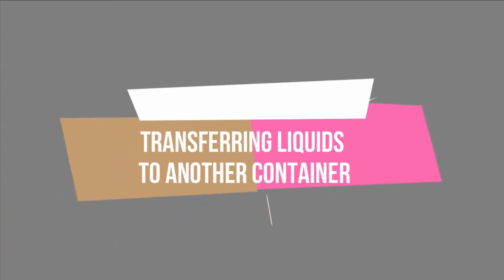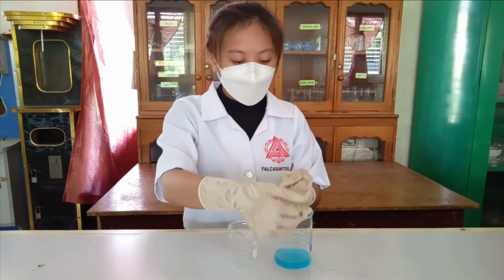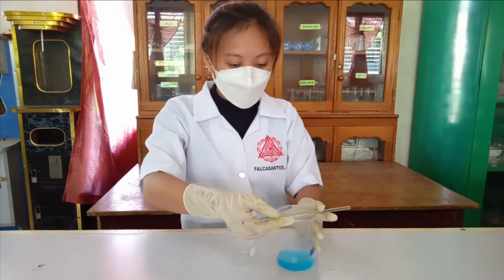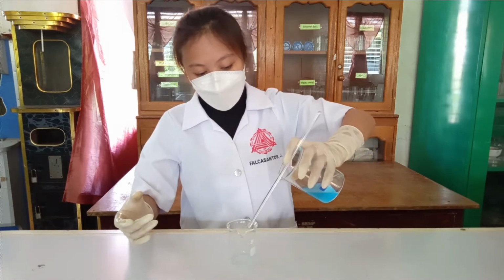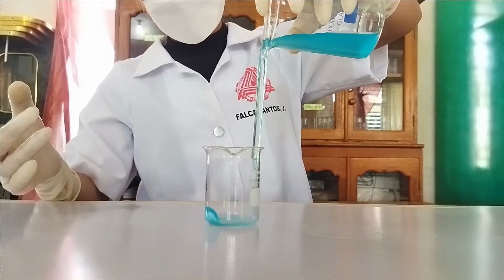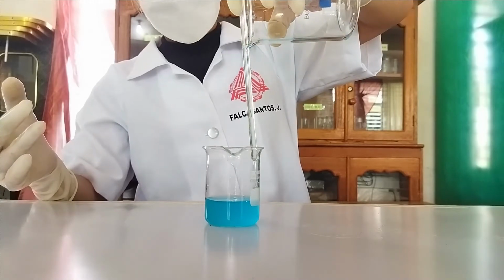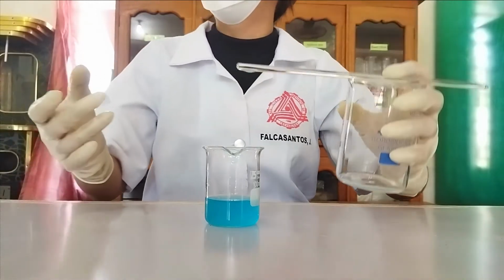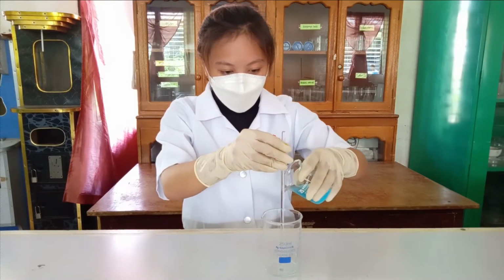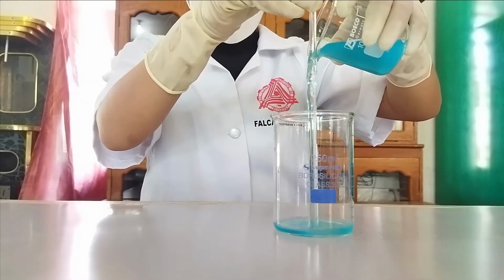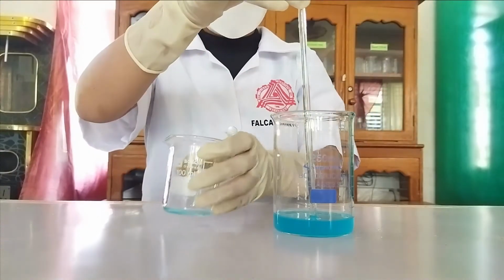Transferring liquids to another container. To transfer a liquid from one container to another, hold a stirring rod against the lip of the container holding the liquid, and pour it down the rod, which should touch the inside wall of the receiving vessel. If you have a hard time doing this, you can also use your two hands by holding the stirring rod on one hand and the container in the other. Put the stirring rod inside the other container and make it the guide of the liquid you are pouring, as shown.